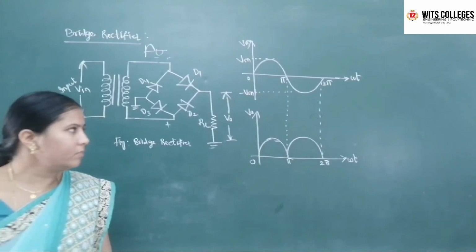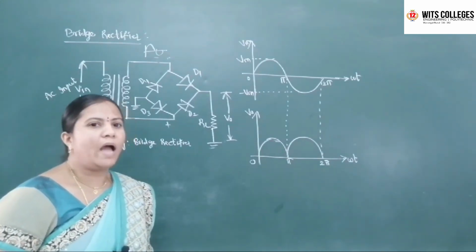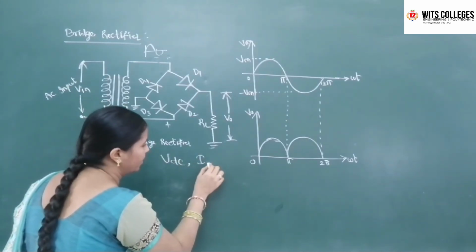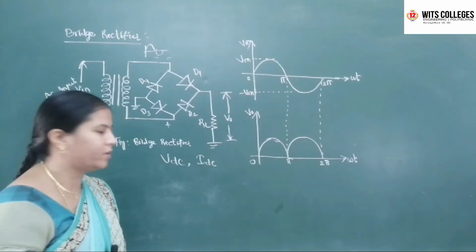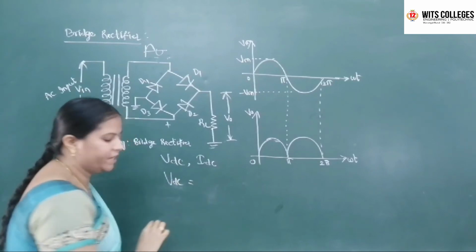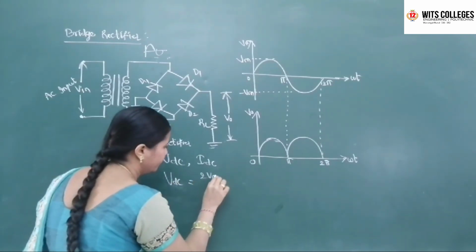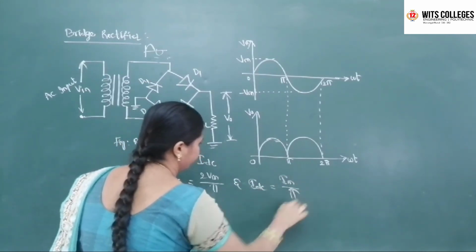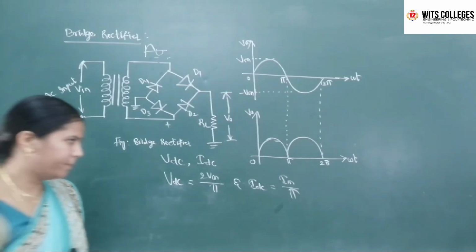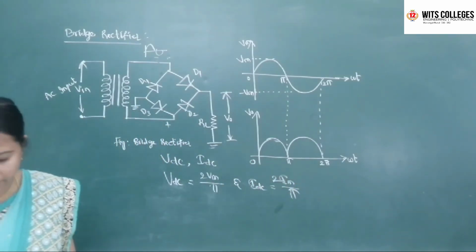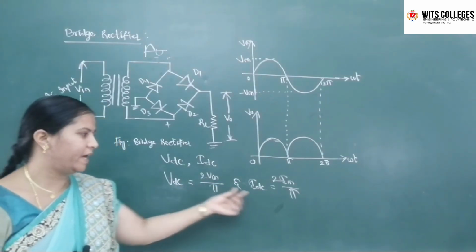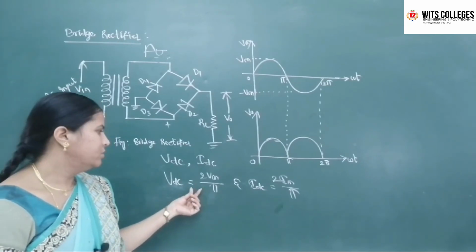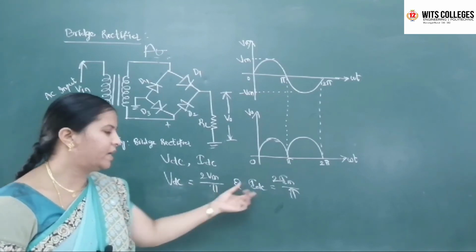Coming to the bridge rectifier, the average voltage VDC and the average load current IDC are the same as the full wave rectifier. What is the equation for VDC? VDC equals 2 Vm by pi, and IDC equals 2 Im by pi. Okay, these are the equations of VDC and IDC. For the bridge rectifier also these are the same equations, the same as the full wave rectifier VDC equation and IDC equation.